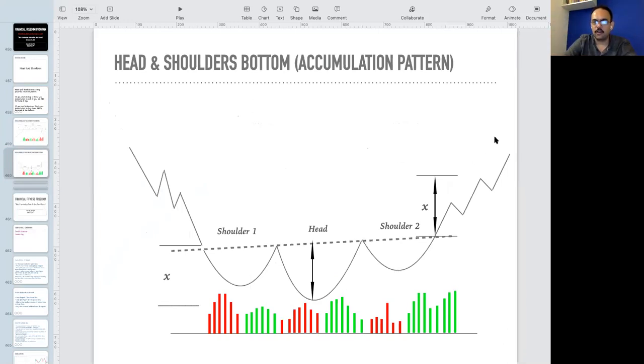What is the difference in the volume? In this, every time the price goes up, the volume increases. And when it closes above the neck, how far will it go? It will go from the neck to the top of the head, the same distance it can go. So you can plan to enter the share and it will go up that much distance.